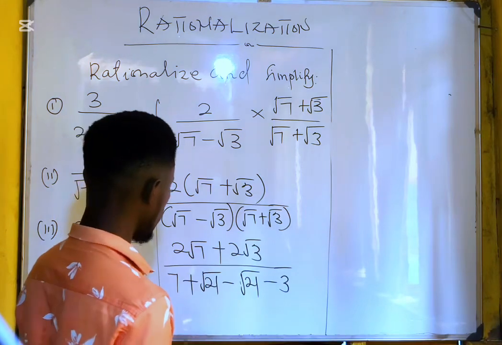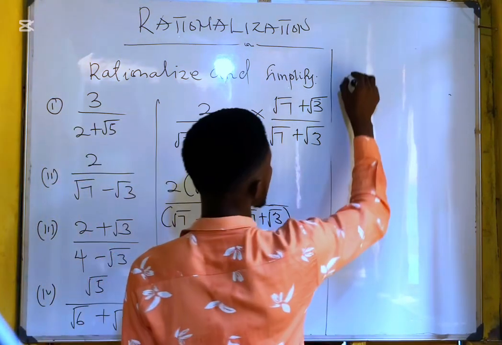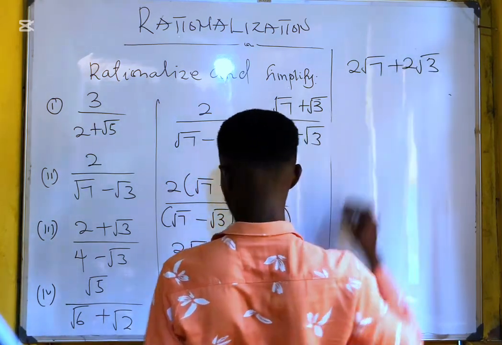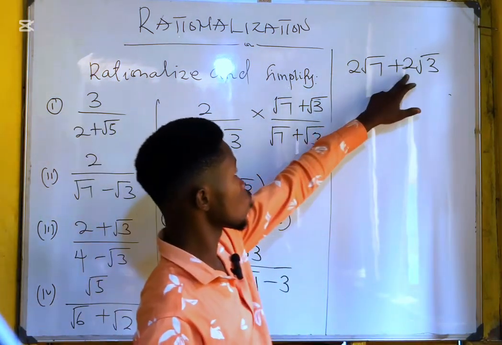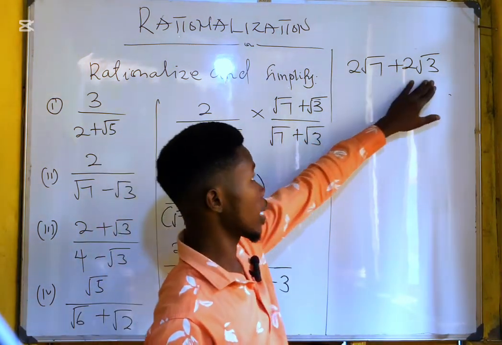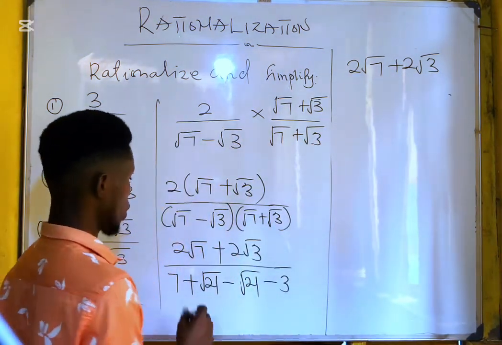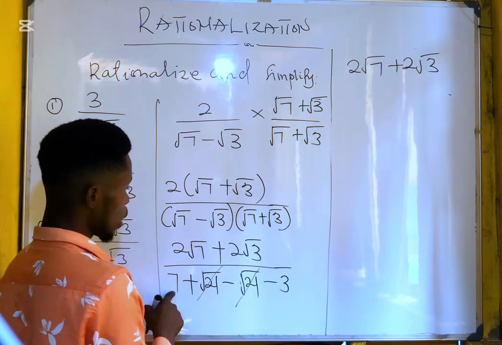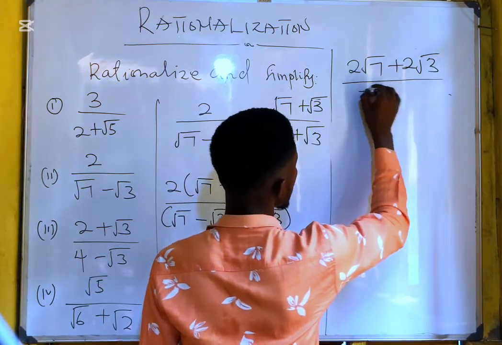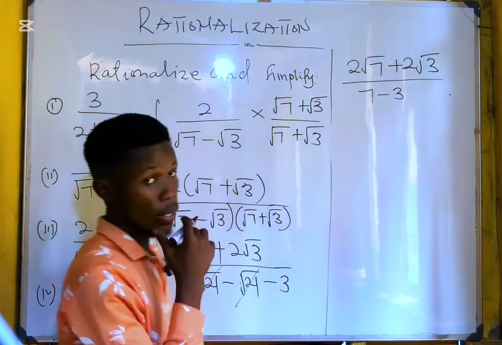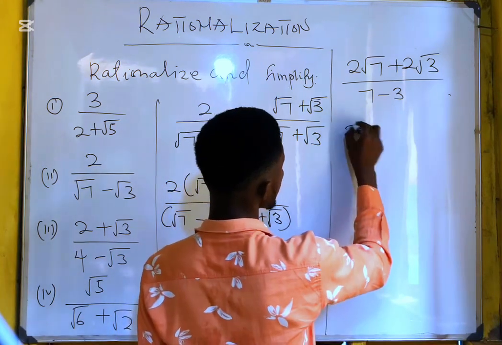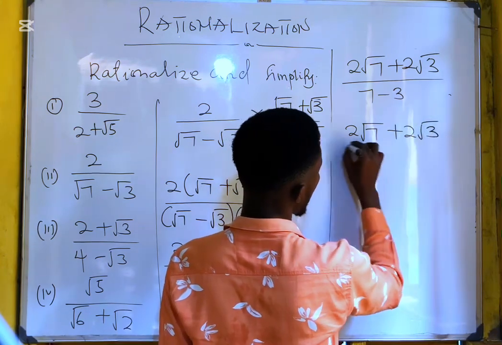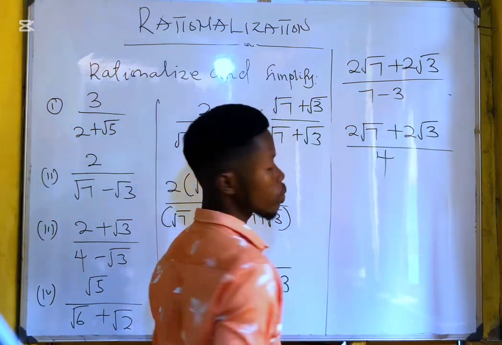So looking at this one, here we don't have any like things. So I'll repeat it. 2 root 7 plus 2 root 3. Please do not say that because here is 2, here is 2, they are like terms. No. You use the one under the radicals, not the coefficients there. Now this will go with this because this and that have opposite sign and they are the same. Then left with 7 minus 3. Is that okay? So we have 2 root 7 plus 2 root 3 all divided by 4.